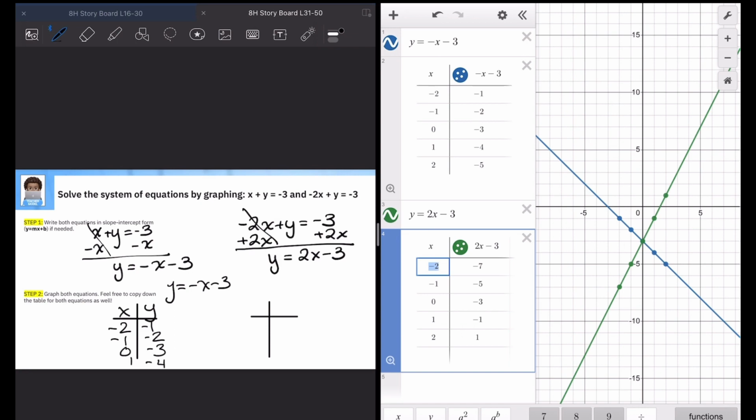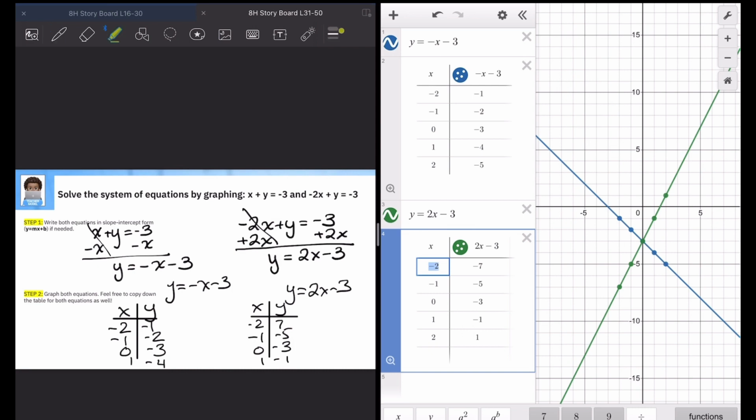And I'm doing the same thing to the other one. y equals 2x minus 3. Here's x, y: -2, 7; -1, -5; 0, -3; and 1, -1. All right, so that even if I don't have my calculator, when I hand this in, my instructor knows where I got those points from.